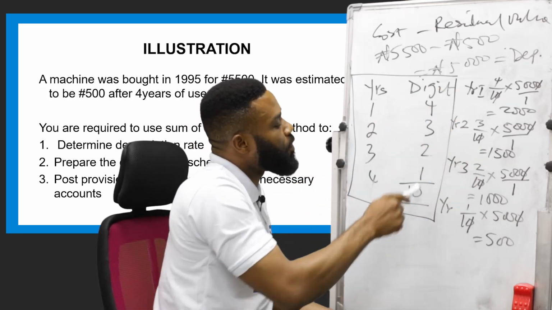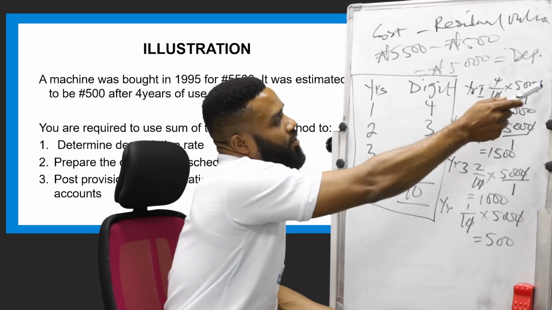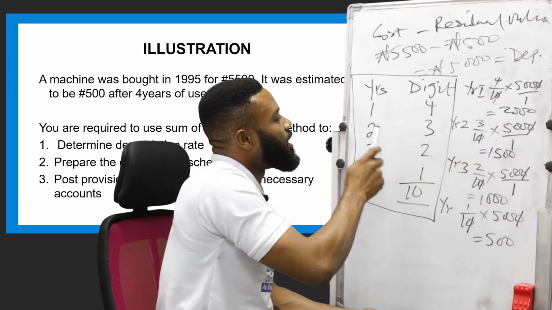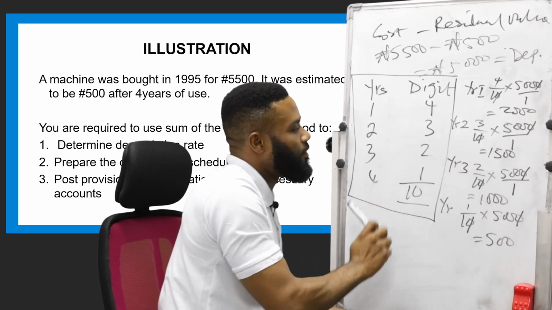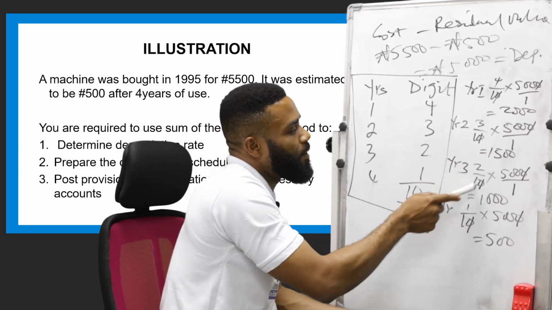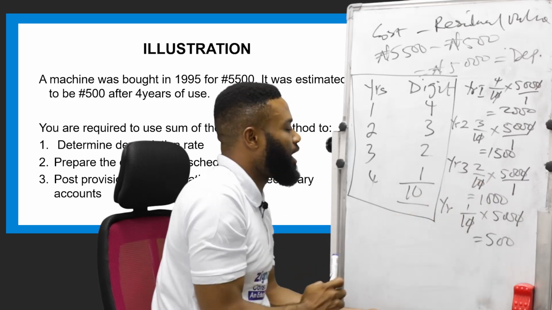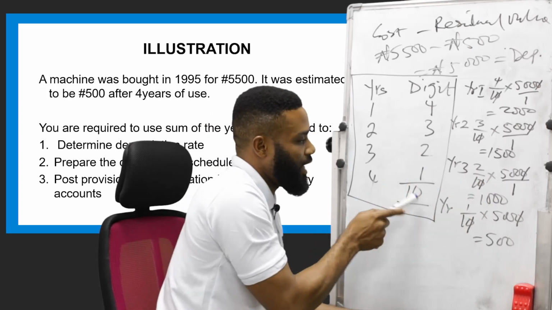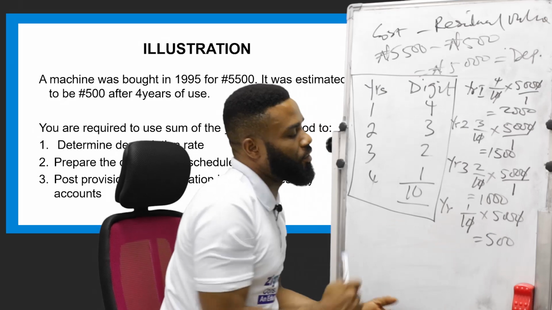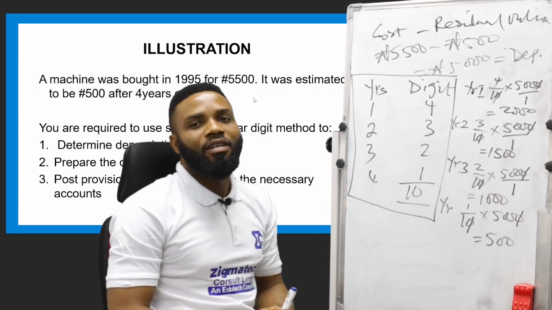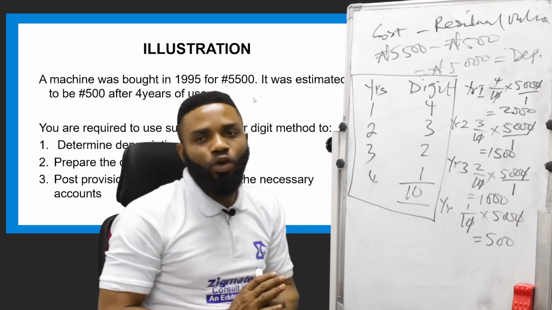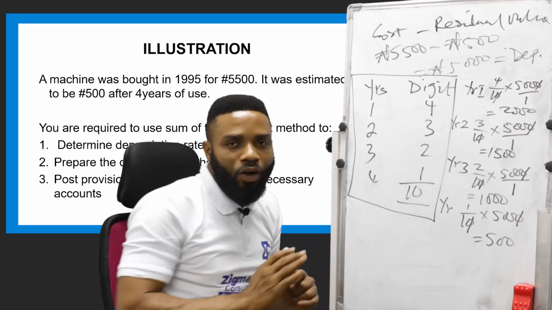So the first year is going to be 4 over 10 times 5,000, which is 2,000. The second year is going to be 3 over 10 times 5,000, which is 1,500. The third year is going to be 2 over 10 times 5,000, which is 1,000. And the fourth year is going to be 1 over 10 times 5,000, which is 500. If you have done that, there is no examiner in this life that will toil with your score. You have gotten it 100 over 100.